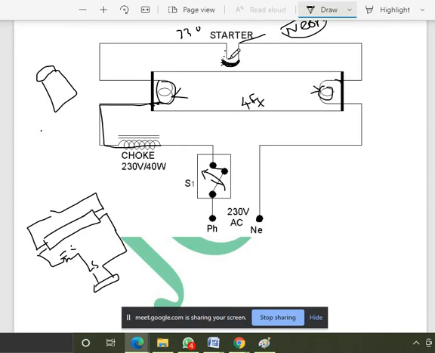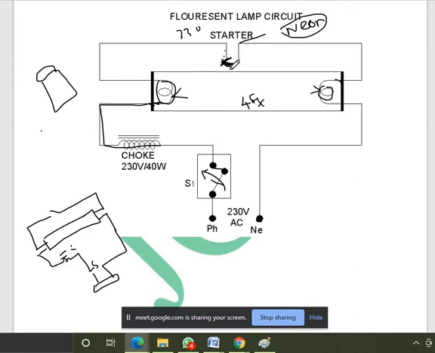Whenever that bimetallic strip is closed, then only the circuit will be closed. At that time the current will be flowing through the circuit. So here maybe 230 volts will be applied.